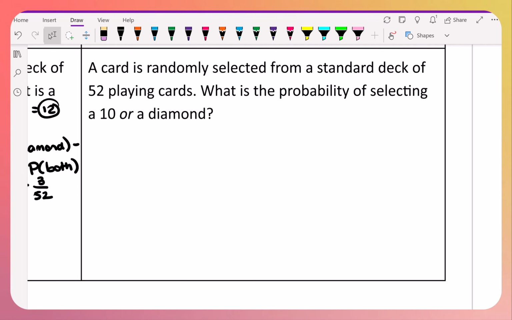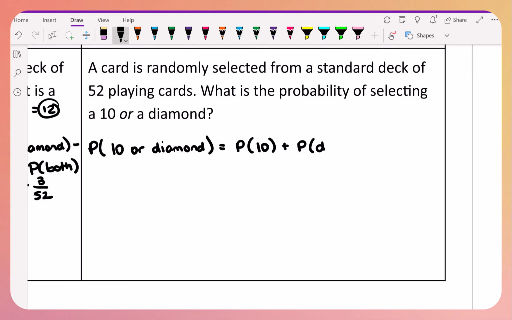Okay, same situation. We have a standard deck of 52 cards. What is the probability of selecting a 10 or a diamond? So first question, do I have any overlap? Can a 10 also be a diamond? Yes, it can. So I absolutely have to put probability of getting a 10 plus the probability of getting a diamond, and then we have to subtract the probability of that overlap.